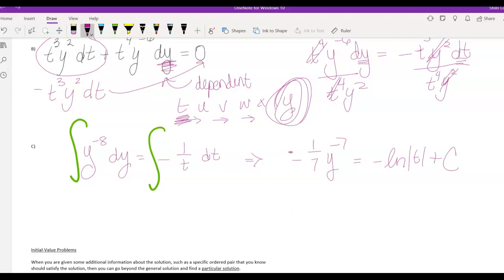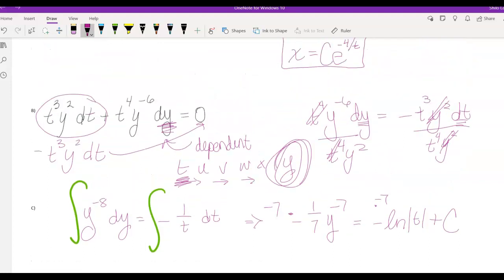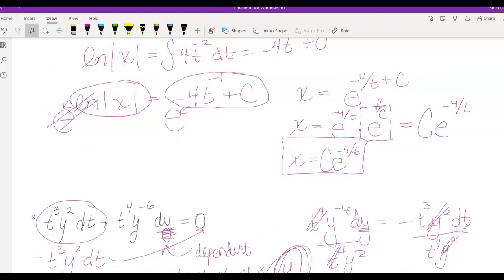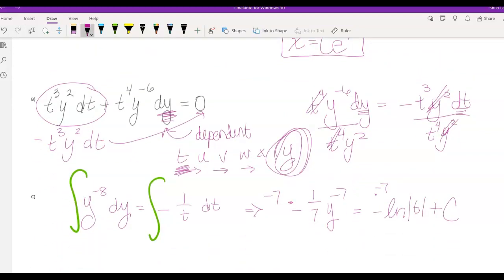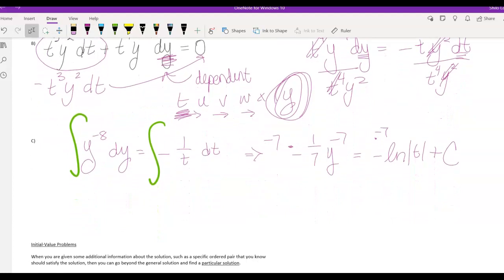But if you're interested, the first thing I would do is multiply both sides by negative 7. And you do not have to apply that to the constant for the same reasoning as in our last problem when we had e to the c, we just kept it as a c. We didn't really need the e because it was a constant. So we really don't need to apply that negative 7 to the c because it would still be some arbitrary constant. So if we solved, we get y to the negative 7 equals 7 natural log absolute value of t plus c.